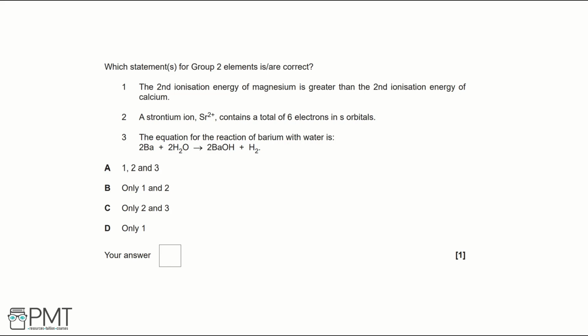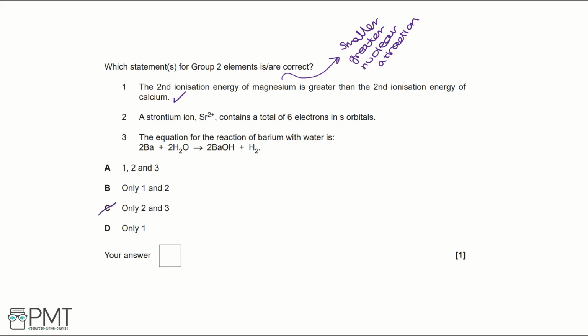So looking at the first statement, the second ionization energy of magnesium is greater than the second ionization energy of calcium. So this statement is correct, and that's because calcium is larger than magnesium, or magnesium is smaller. And because magnesium is smaller, it's got a greater nuclear attraction, because it's closer to the nucleus, so it's going to require more energy to remove another electron and create this Mg2+ ion. So this first statement is correct, and so we can eliminate C as a possible answer.